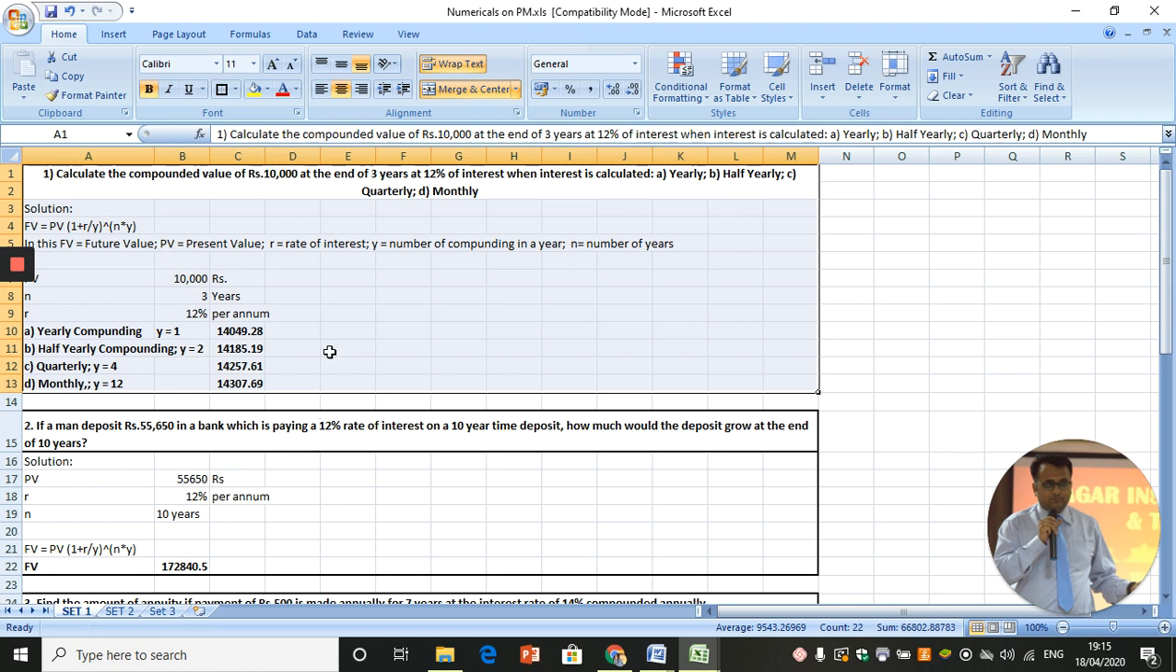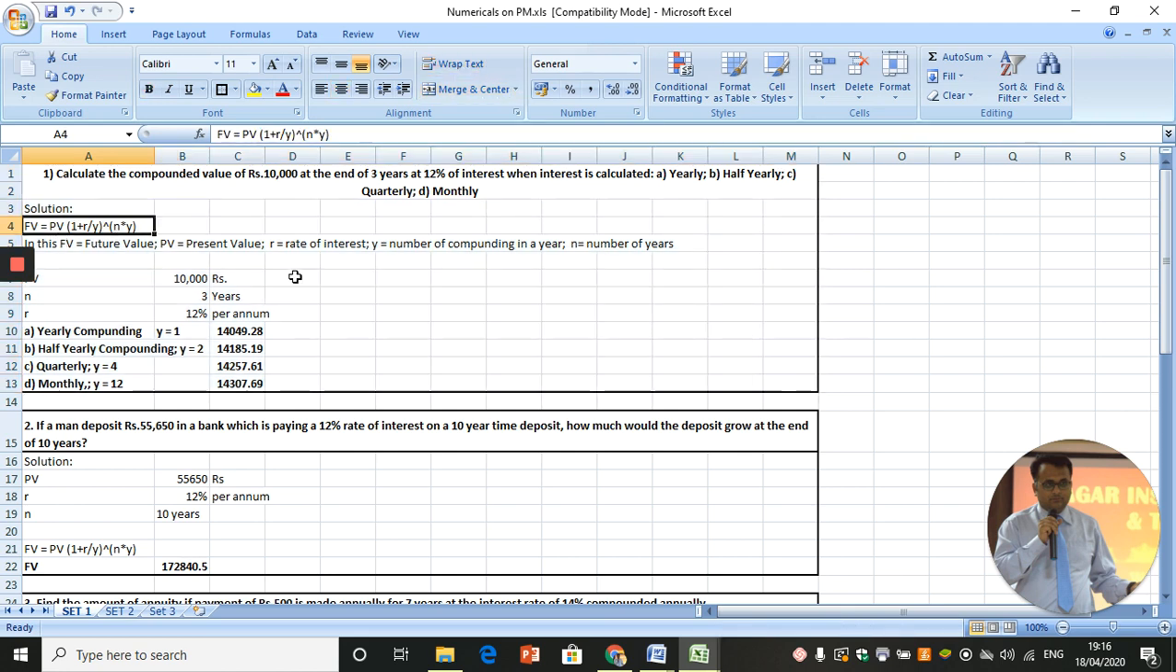Set 1, and this is the question. The first type of question will be based on future value and present value. The question says, calculate the compounded value of rupees 10,000 at the end of 3 years at 12% interest when interest is calculated yearly, half yearly, quarterly, and monthly.